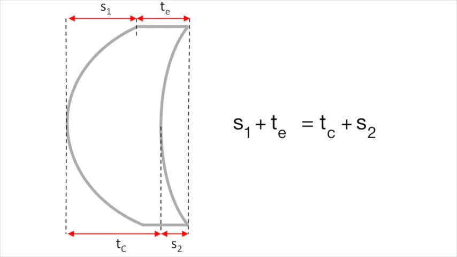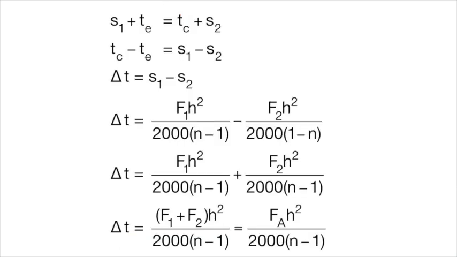Well, we can do a little algebraic magic with that relationship. First of all, we can rearrange it and get the center thickness minus the edge thickness is just S1 minus S2. So far, so good. We can simplify the left-hand form of the equation, and rather than having that TC minus TE, we can just call it delta T. So delta T, the difference in thickness, is S1 minus S2.